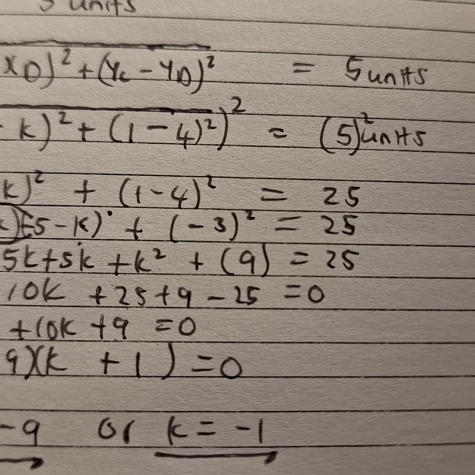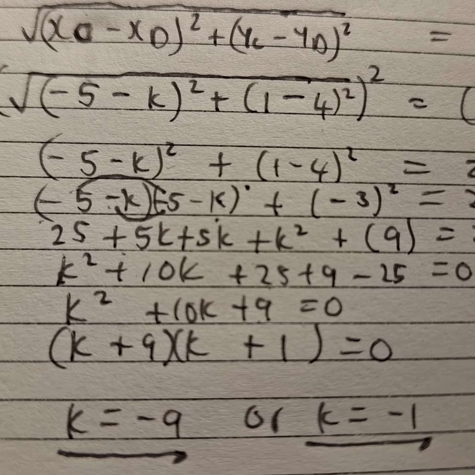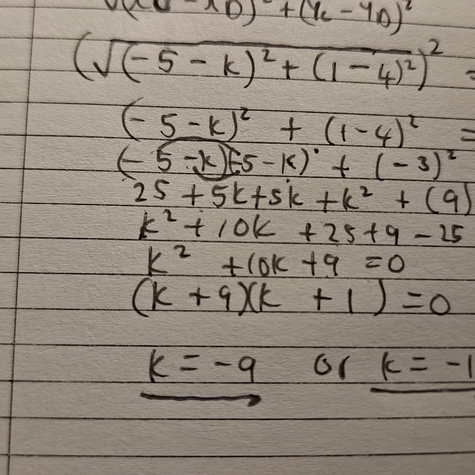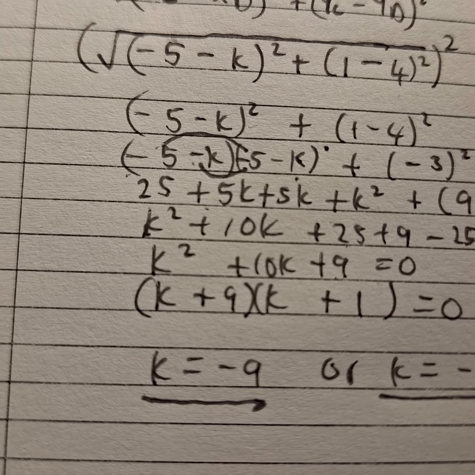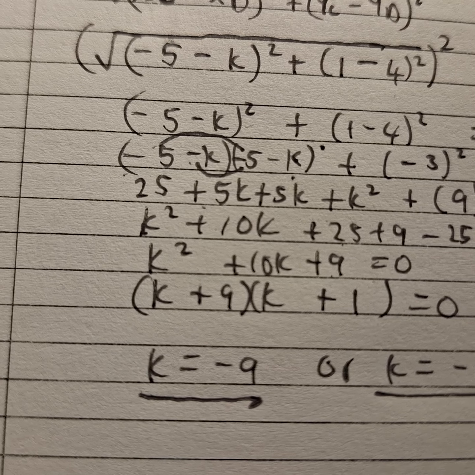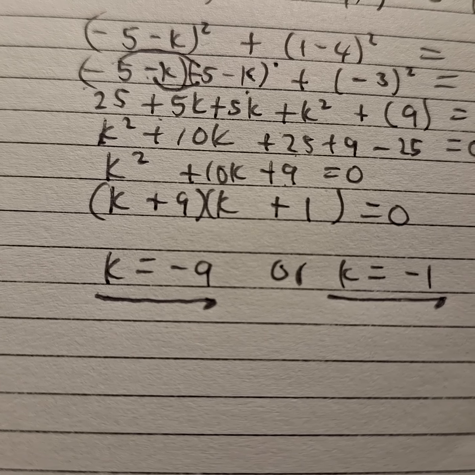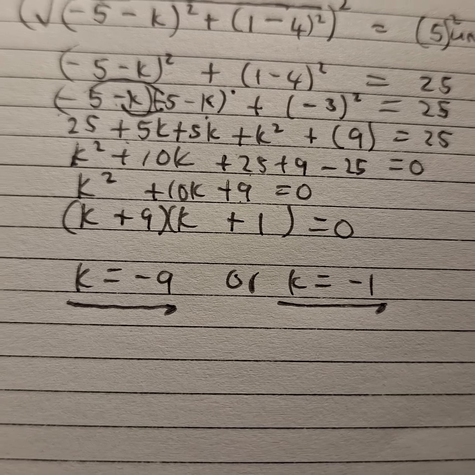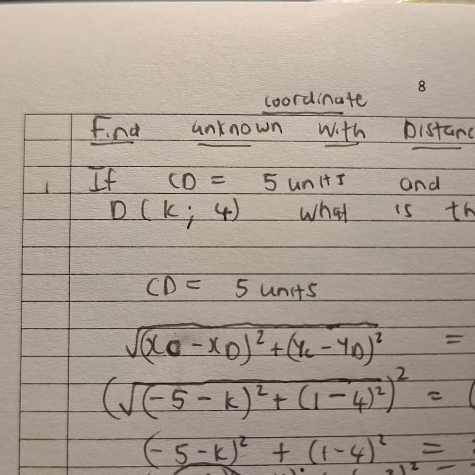We transpose the 25 on the right hand side, meaning we move it over to the left, and we get negative 25. We add the like terms and get a quadratic equation: k squared plus 10k plus 9 is equal to 0. We factorize, we get our roots. k is equal to negative 9, or k is equal to negative 1. These are our possible k values. This is how we approach this question.